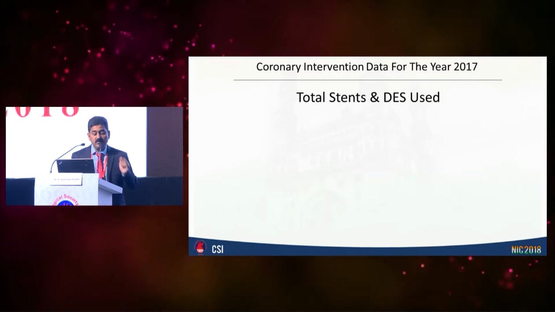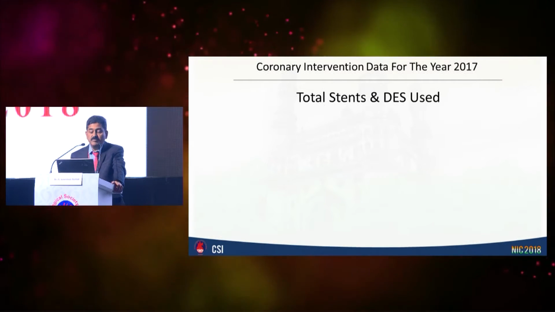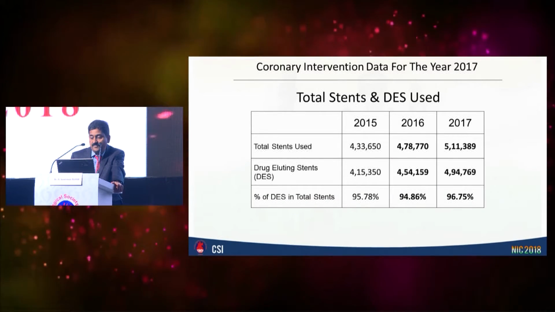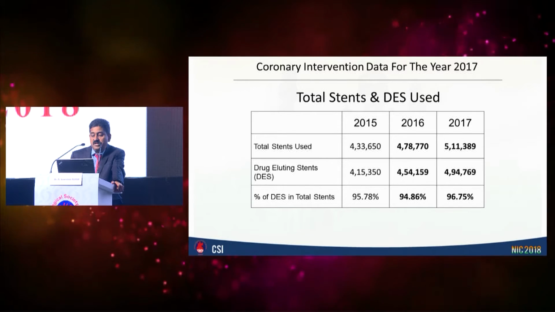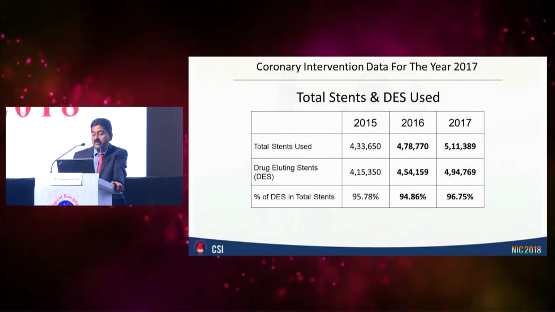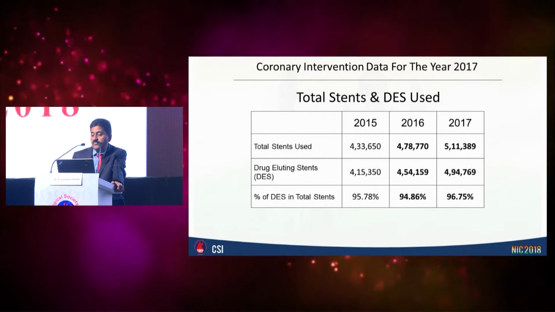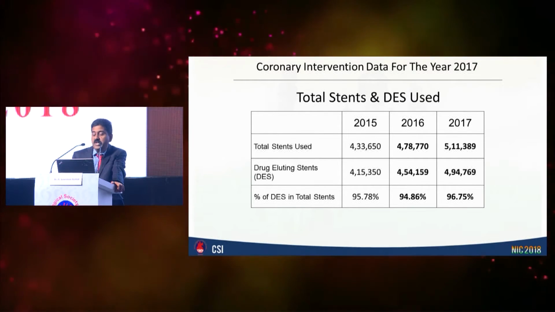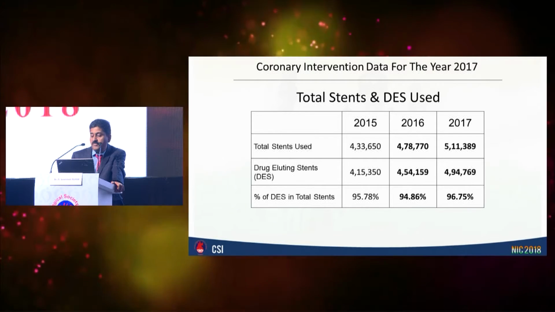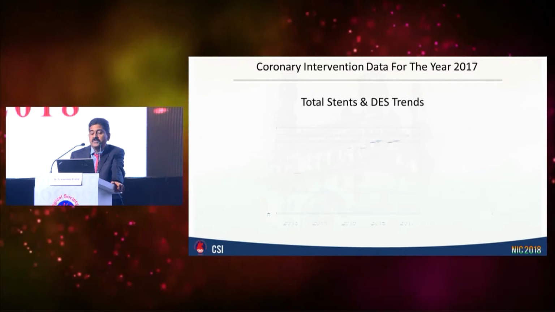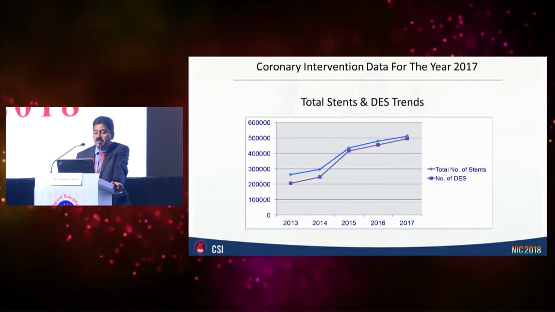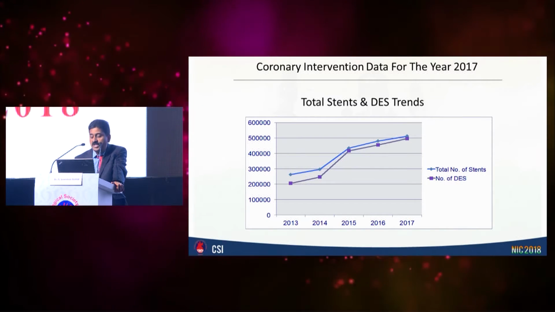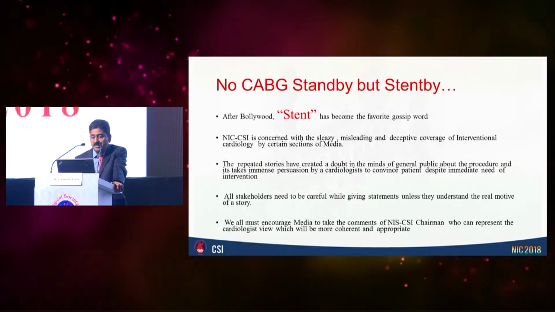Coming to the thing which many industry colleagues and some of you are interested to note, the data regarding the stents. The total stents used, according to the information we got, is about 5,11,389, out of which predominantly about 97% are drug-eluting stents, obviously. If you see the trends in data usage of total stents versus deaths, it's almost narrowing down. In future, I think we may have only deaths coming up.